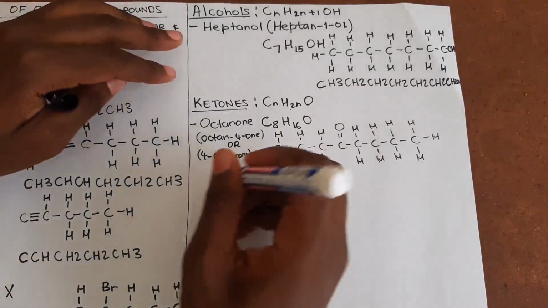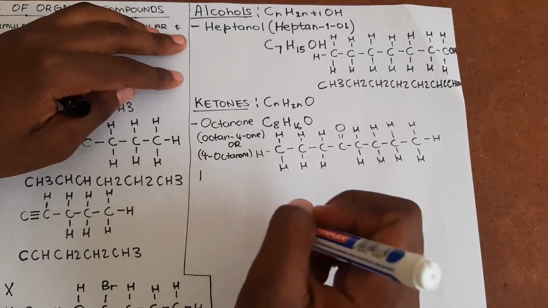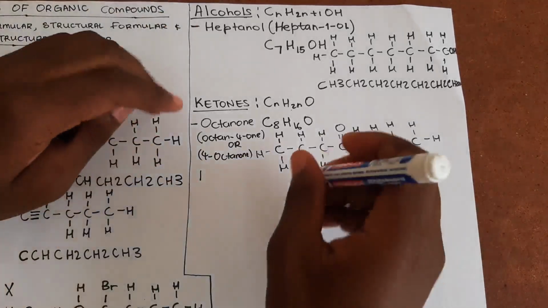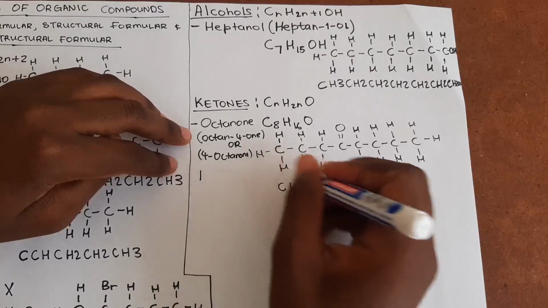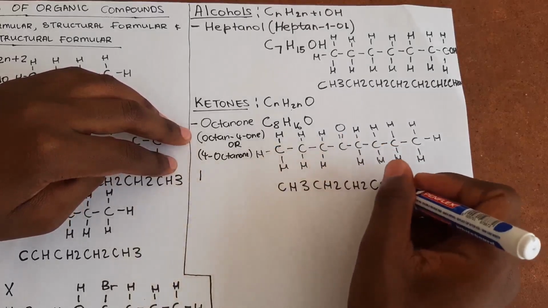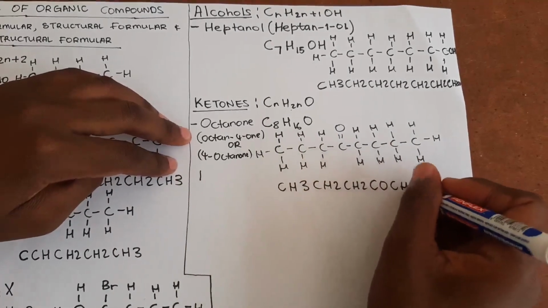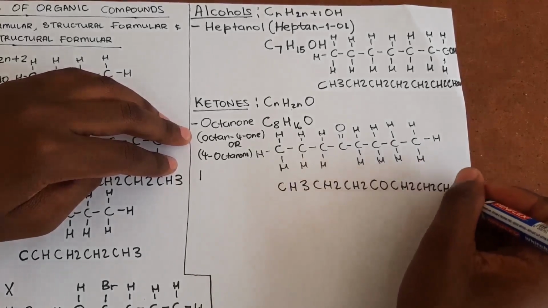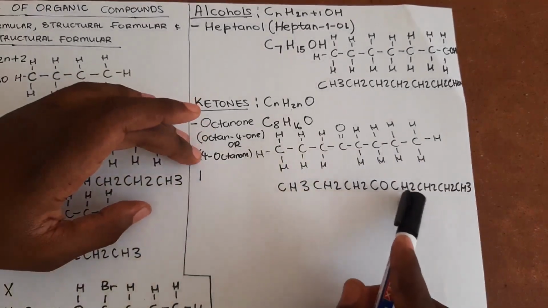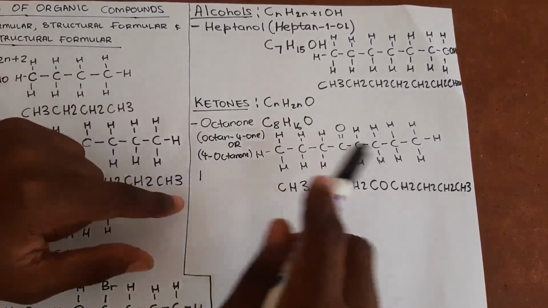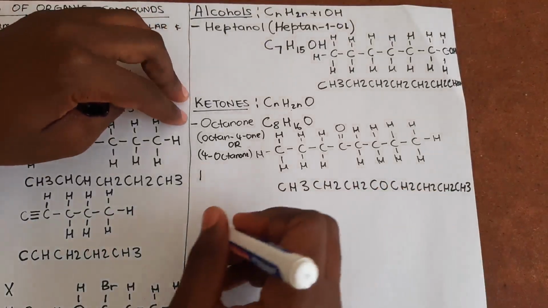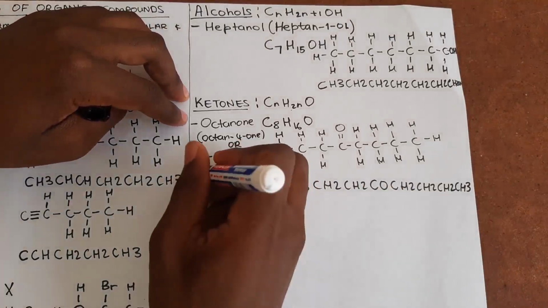It's very easy and straightforward. So let's move to aldehydes. Oh no, not yet. We have to show the condensed structural form first: CH3, CH2, CH2, CO, CH2, CH2, CH2, CH3, 1, 2, 3, 4, 5, 6, 7, 8. That's how it goes. So this is the condensed structural formula of octanone. Okay, so let's move to aldehydes now. Sorry about that.